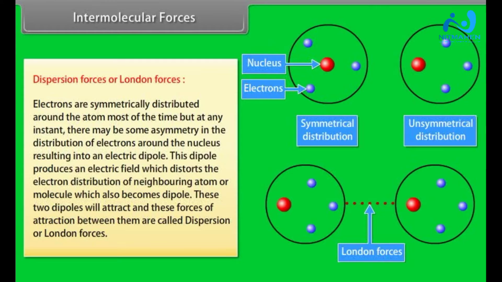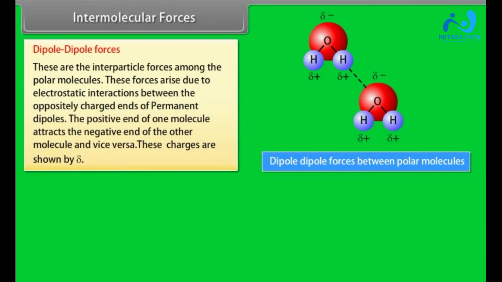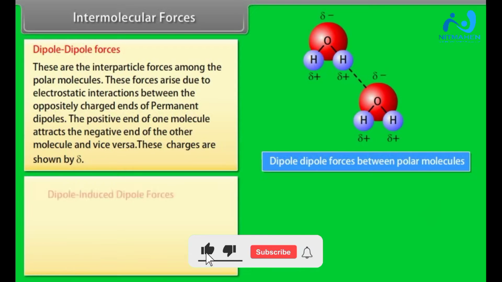For example, one atom has symmetrical distribution and the other has unsymmetrical distribution, and the atom with unsymmetrical distribution distorts the electron distribution of the other atom, resulting in a force of attraction. Dipole-dipole forces. These are the interparticle forces among polar molecules. These forces arise due to electrostatic interactions between the oppositely charged ends of permanent dipoles. The positive end of one molecule attracts the negative end of the other molecule and vice versa. These charges are shown by delta.